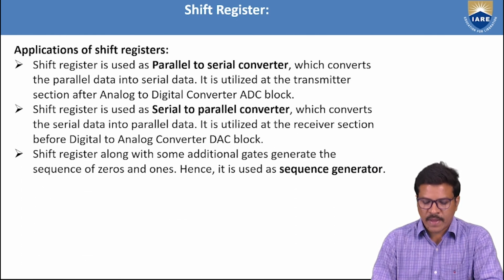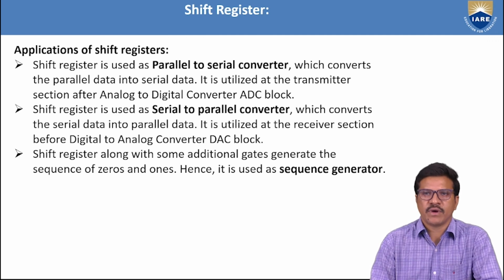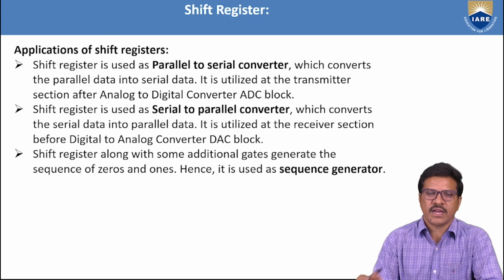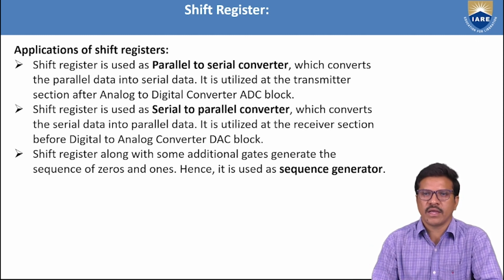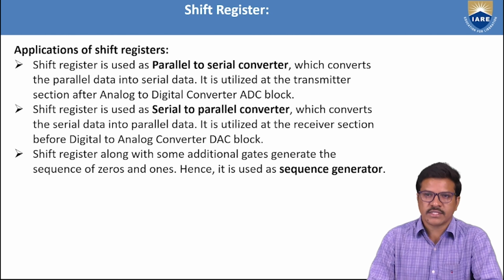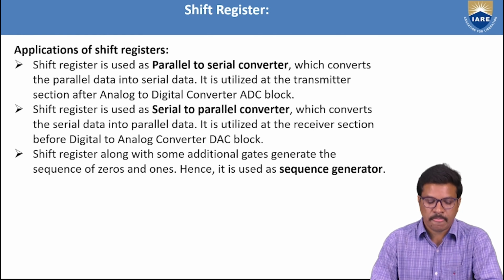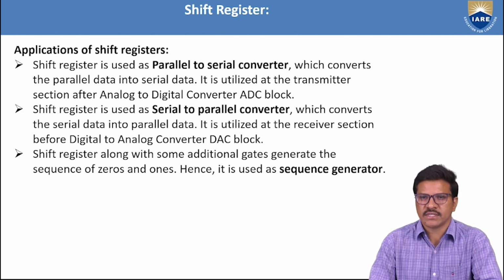And then for serial to parallel conversion, we can see it at the receiver, where we get all the serial data coming from the channel, and then give it to the serial to parallel converter shift register. Then it will convert serial to parallel, and you will get back your original analog signal from that parallel binary information, which is available at the digital to analog converter. A shift register along with some additional gates generates a sequence of zeros and ones. Hence, we can use shift registers as a sequence generator.